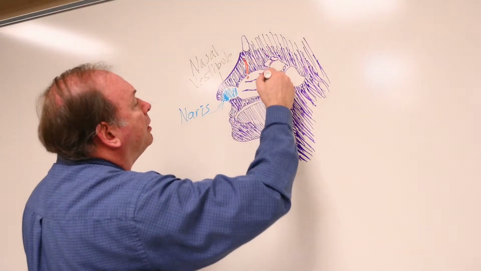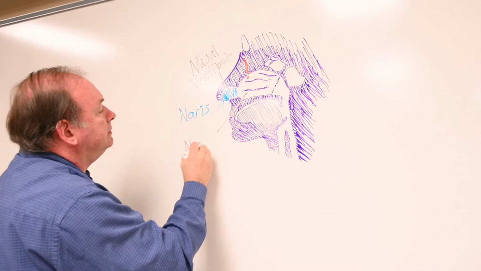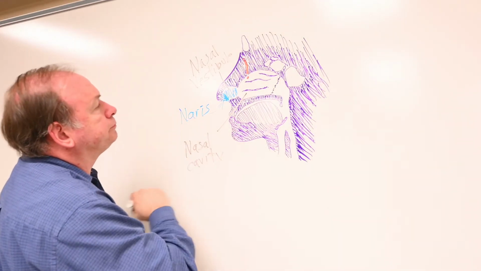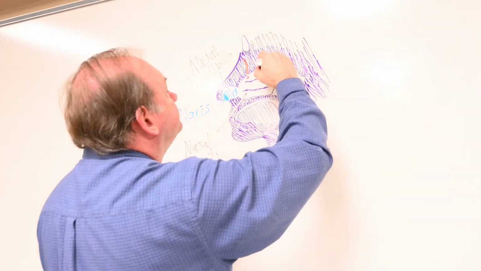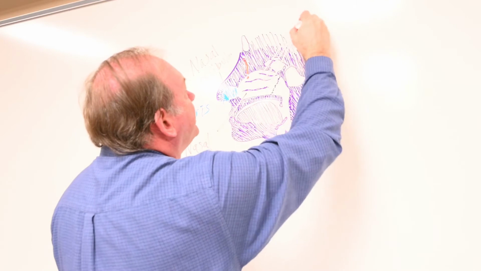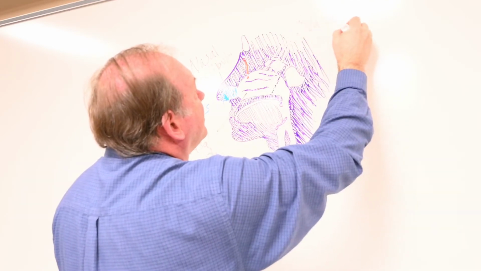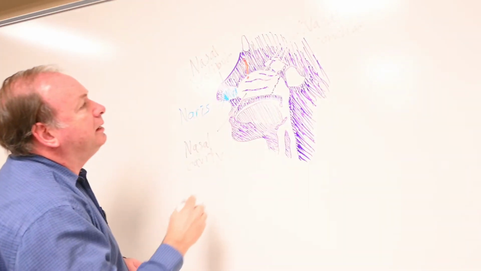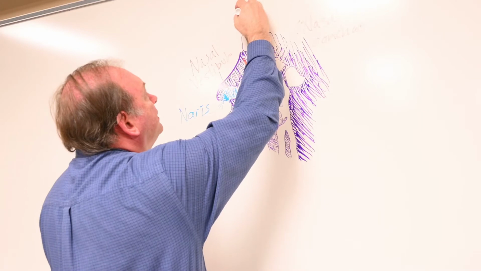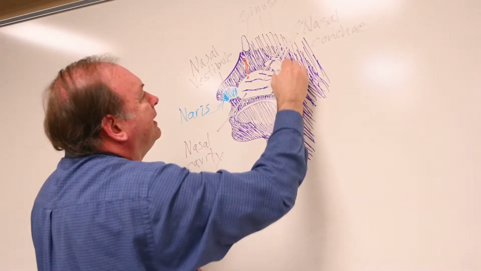So we need to label this overall. This is the nasal cavity. I won't name each of these separately, but these are nasal conchae. Here we have the sinuses.